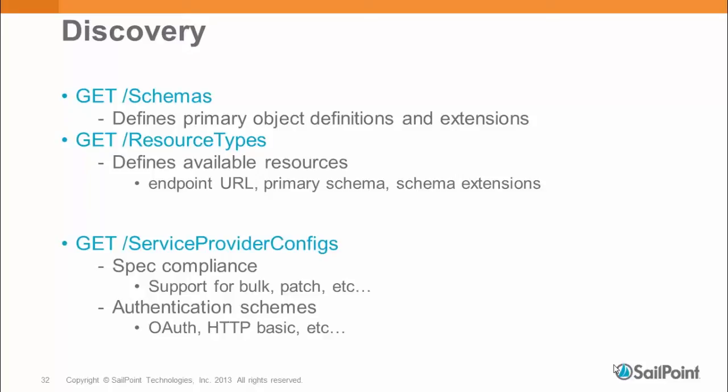The next two pieces are kind of tied together for discovery, and they describe the types of objects that the server can manage. The first piece is the schemas endpoint. You can query the schemas endpoint, and it will give you information about every schema that the server knows about. So it's going to give you the core user schema. It's going to give you the core group schema. If you have schema extensions, those are going to show up there. If you have custom object types that you have schemas for, those are going to show up there.